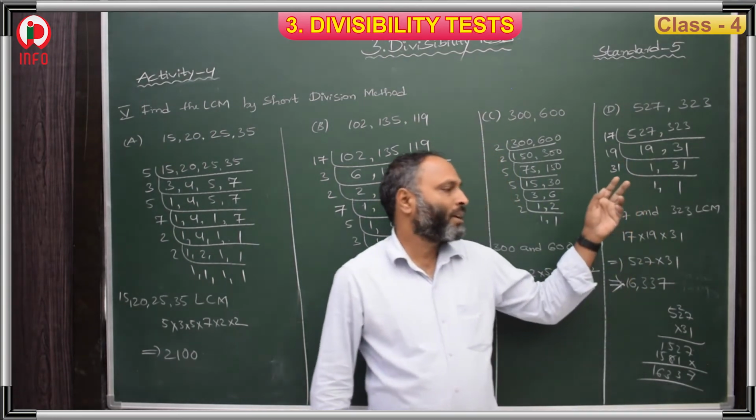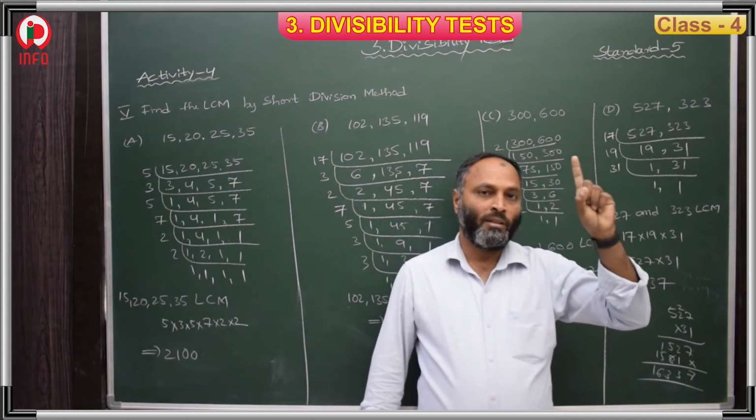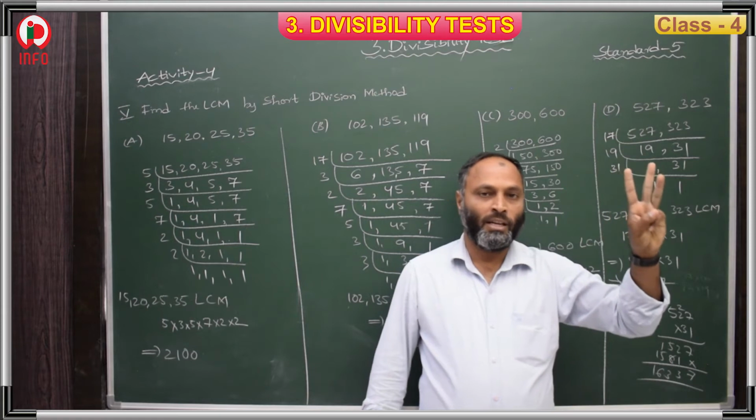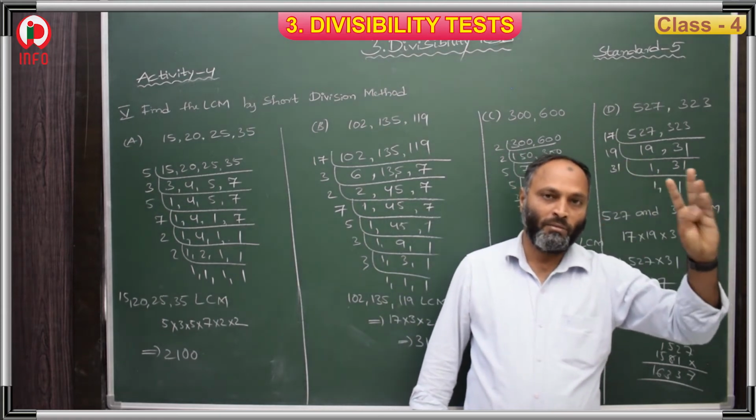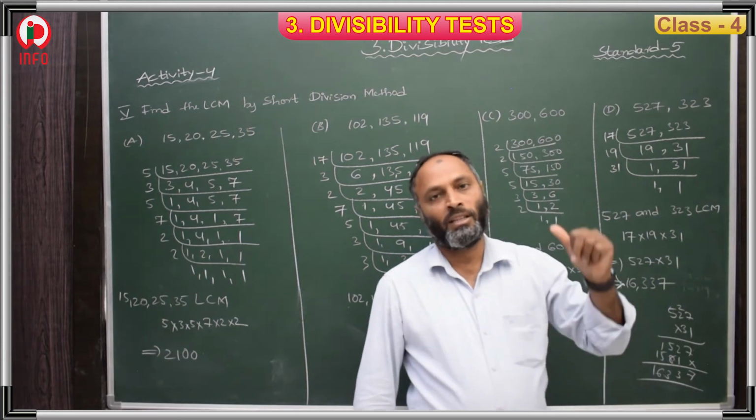Whenever prime numbers are there, when the numbers are not even numbers, then we check in the 3 table, then after that the 11 table, then the 13 table, then the 17 table, then the 19 table, then the 23 table. In this way we have to check.